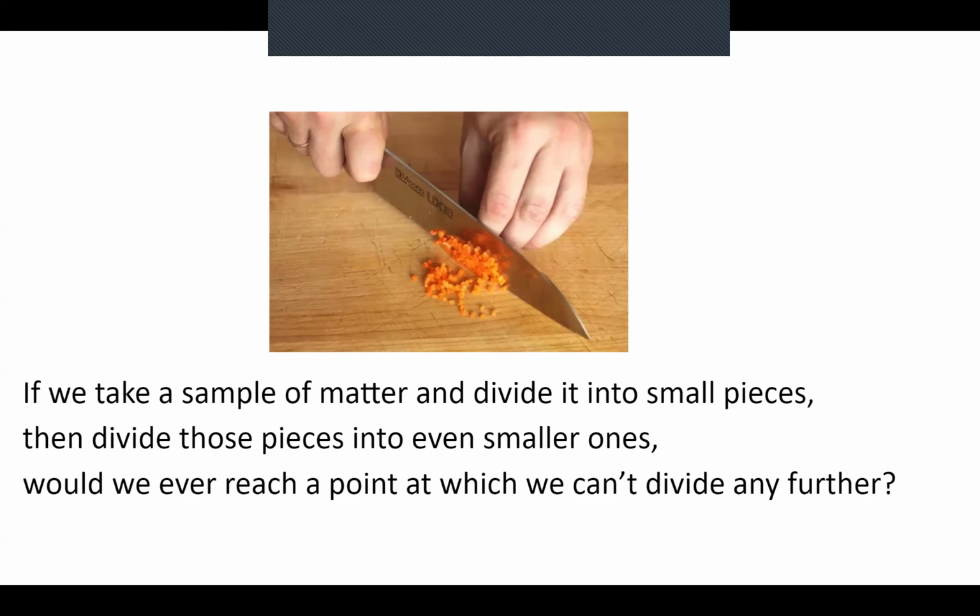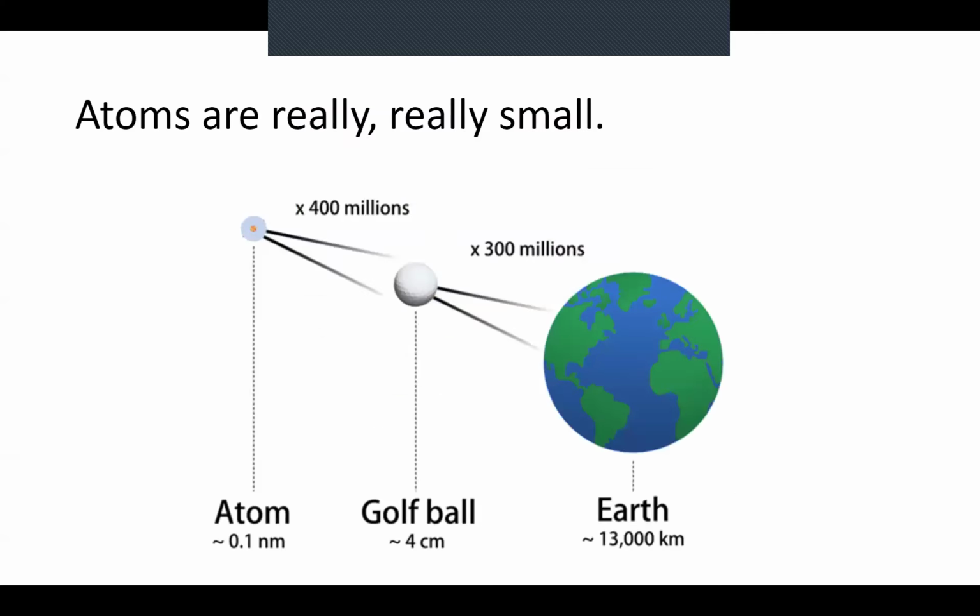Now, as we pose that question, I want you to think about it, and we'll come back to it with the Greek philosopher Democritus in just a moment. We know that the smallest particle that makes up all of the matter around us and still retains the properties of the substance we're studying is the atom. And atoms are really, really small, almost inconceivably small.